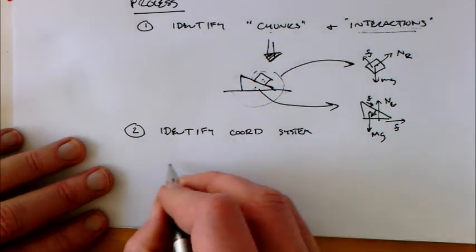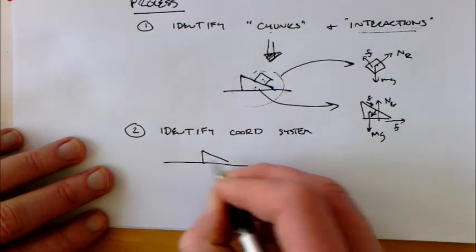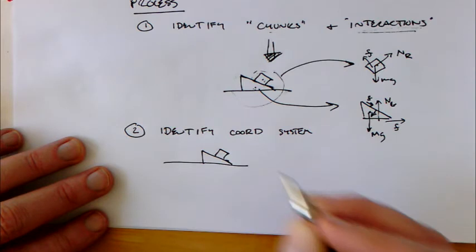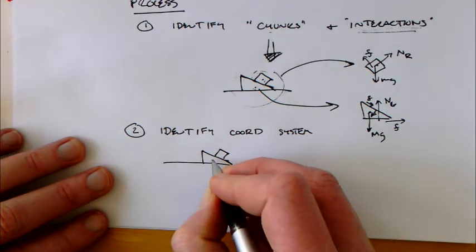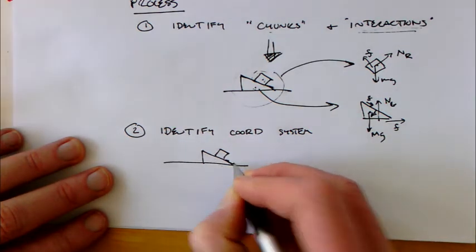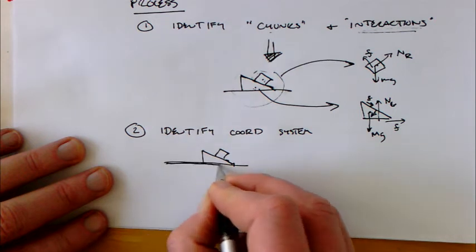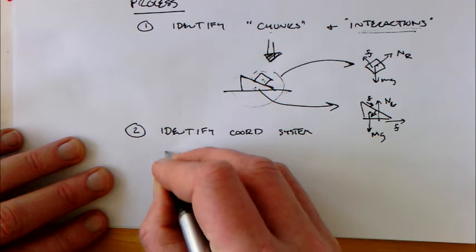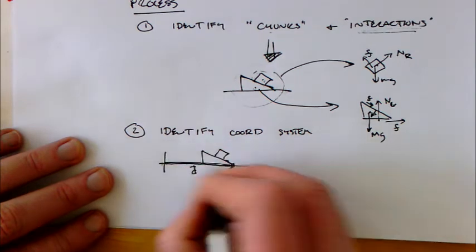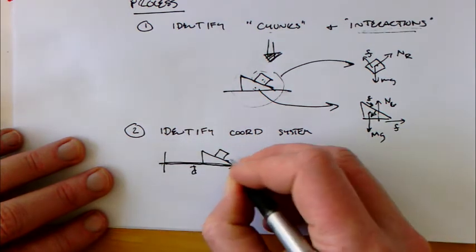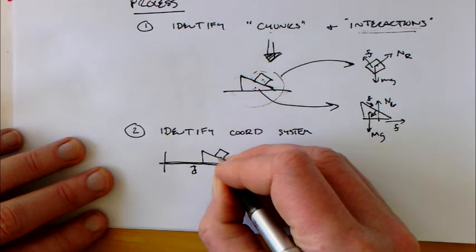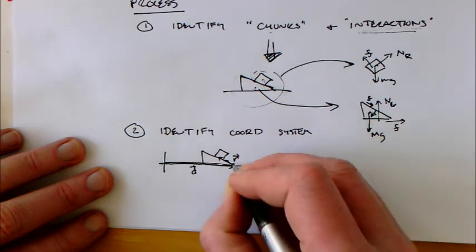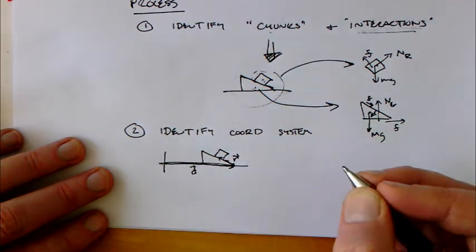And in this particular case, I probably would identify something that looked like this. I'd say, okay, well, I'm interested in knowing what the location of the front of the block is, so maybe I'll define this distance as being d, and this vector as being d vector, so this is my origin, so d vector goes from the origin to the tip, and then maybe r vector goes from the tip up to the center of the block.